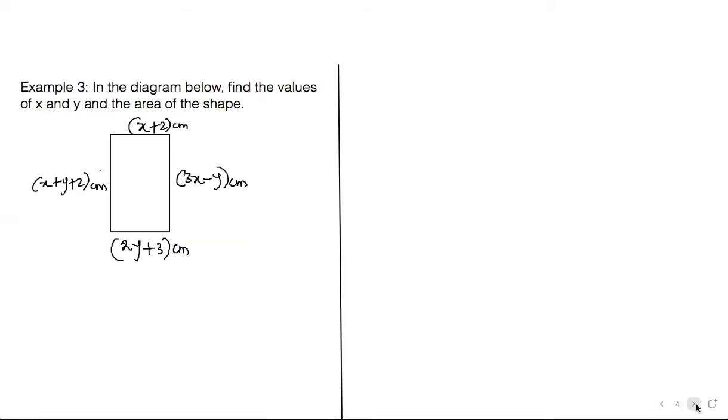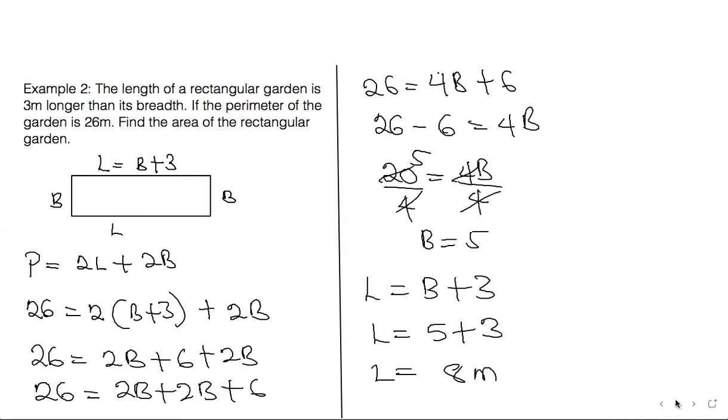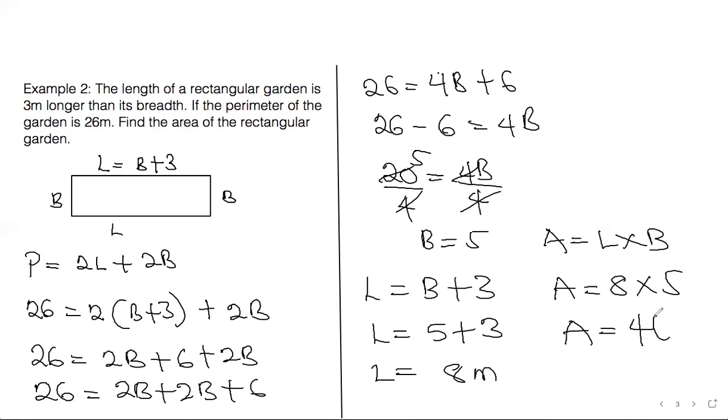Now I know the length, then I can determine the area because we are told to find the area. The area will be length times breadth. So that will be 8 times 5, and that will be 40 meters squared. Okay, that's easy enough to answer.